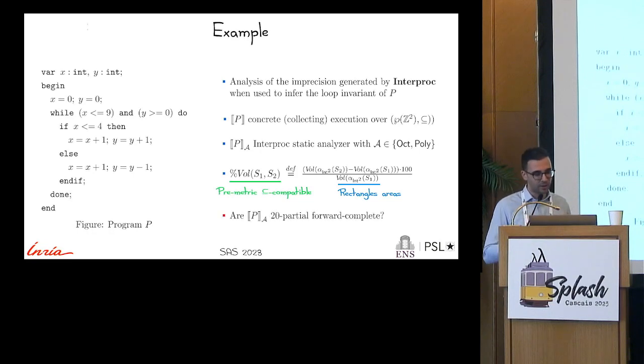So we are asking whether the result of Interproc using polyhedra and octagons is 20% partial forward complete. Namely, whether the percentage of imprecision injected by Interproc is no more than 20%. And this pre-metric is actually computing the volume using an approximation, because we are calculating the volume of rectangles. So we are applying another level of approximation: we are approximating the result as rectangles, so we are calculating the volume of rectangles. The computation is much faster in this case, without computing the exact volumes on polyhedra.